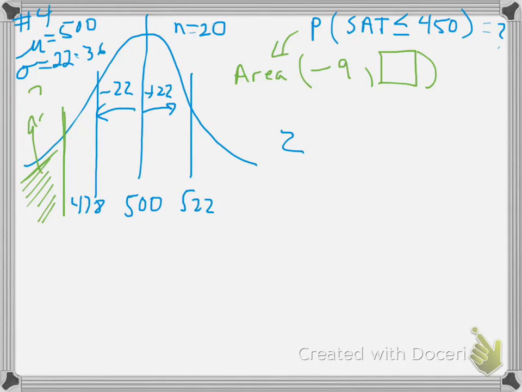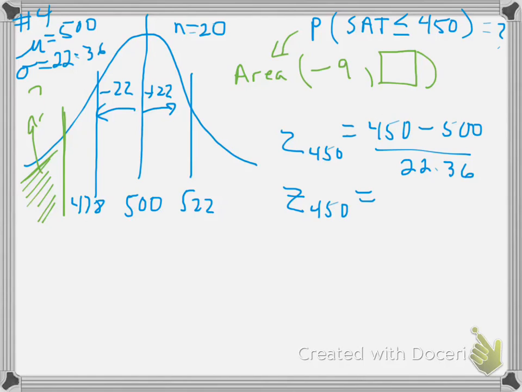The z-score for a 450 SAT score is 450 minus the average, 500, over the standard deviation on samples of 20, which is 22.36. So when I do that, I get a z-score of -2.236. That's right there. Okay, so that's what my z-score is.